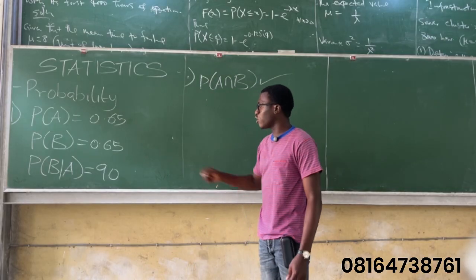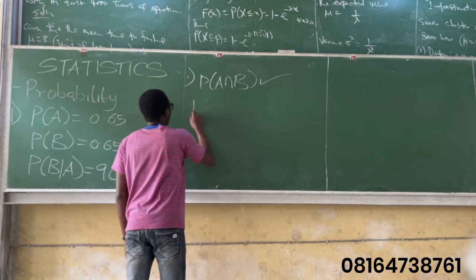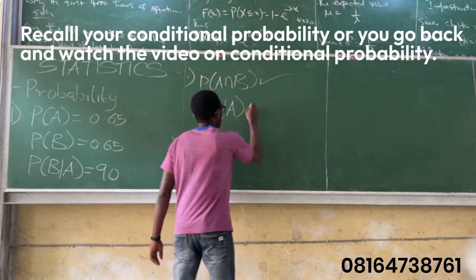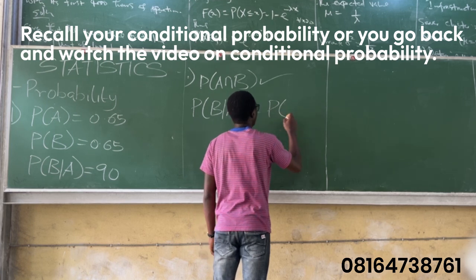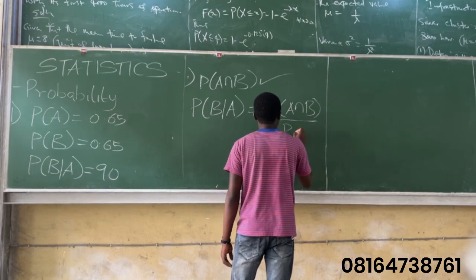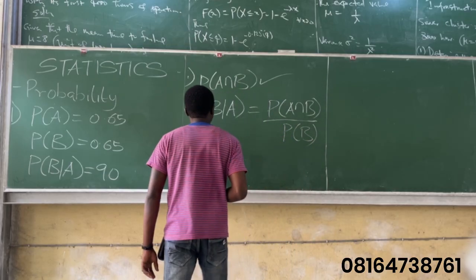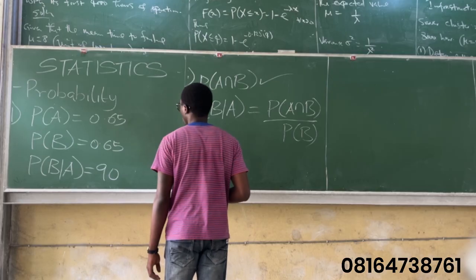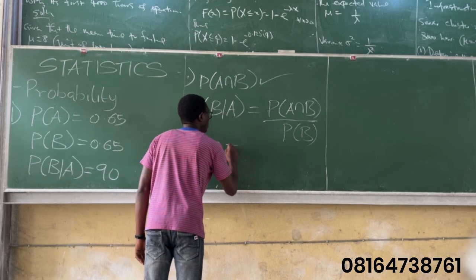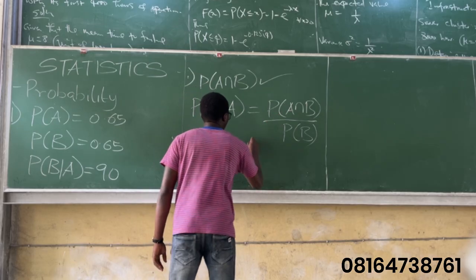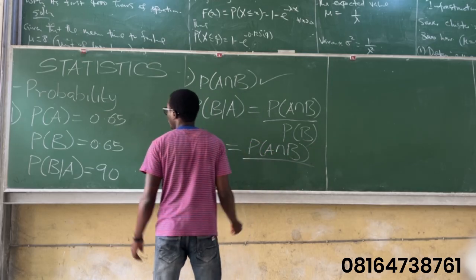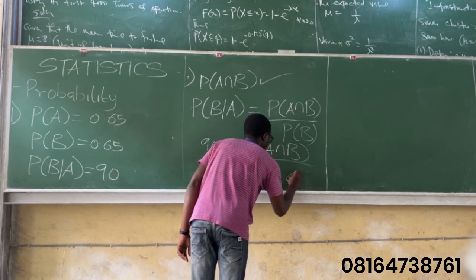Now if you recall the conditional probability formula, we have that the probability of B given that A has occurred is equal to the probability of A intersection B, all divided by the probability of B. Now we just have to substitute the values that have already been given to us. So we have that the probability of B given that A has occurred is equal to 90. The probability of A intersection B, we are looking for this, divided by the probability of B, which is 0.65.